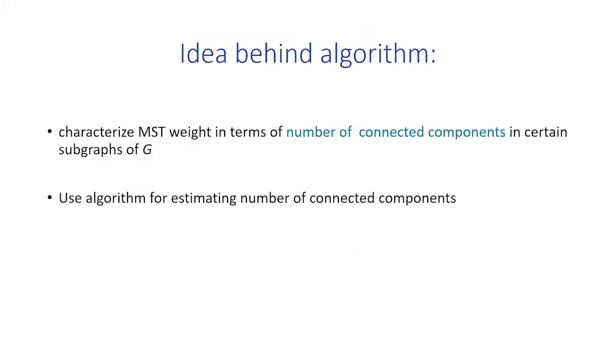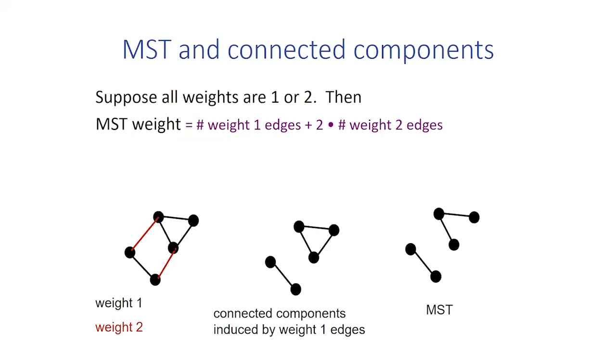All right. So the idea behind the algorithm is to characterize the weight of the MST in terms of the number of connected components in various subgraphs of G, and then use that algorithm for estimating the number of connected components. Okay. So why should MST be related to any type of connected component problem? It comes out of, actually, I forgot which algorithm it is. There's all those names and one of them looks like this. So maybe you guys can tell me, but let's just take an example.